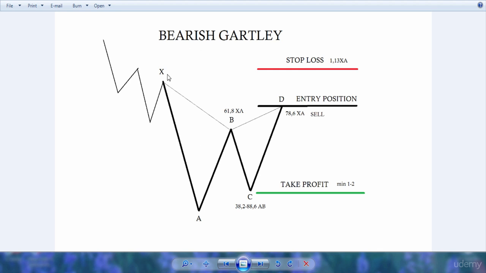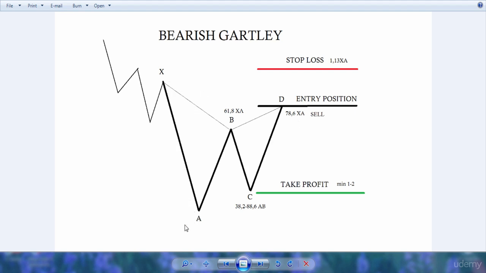It is marked with 5 essential points, of which the most critical is point B. The return is expected at almost exactly the 61.8 Fibo retracement of wave XA. Wave BC has a range of movement from 38.2 to 88.6 Fibo retracement of wave AB, and the entry into position is made at point D, which is located at the 78.6 Fibo retracement of wave XA.